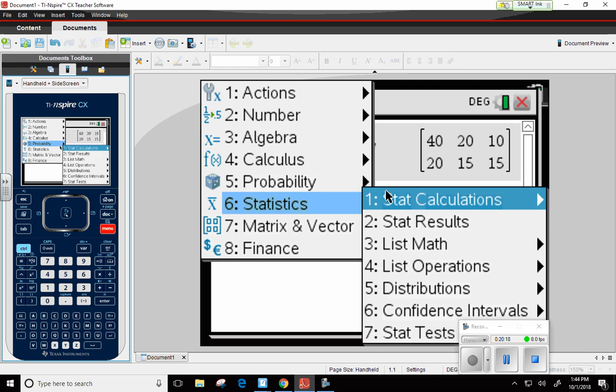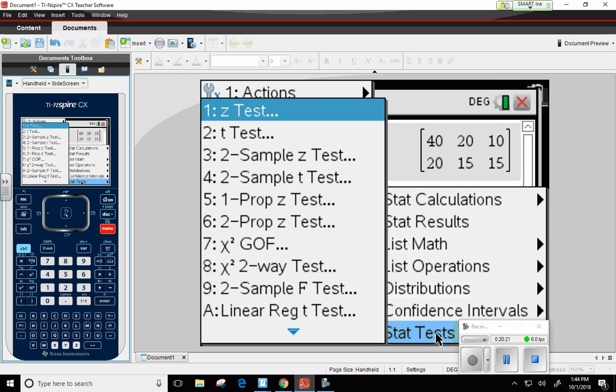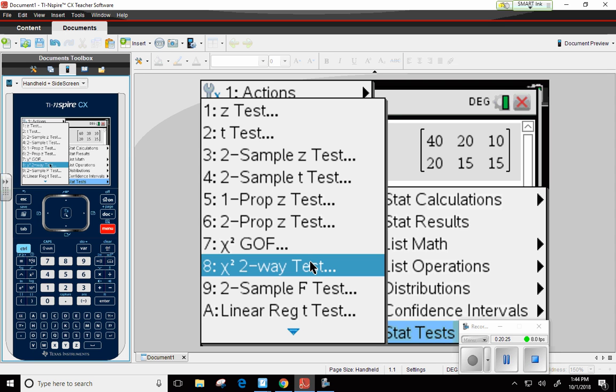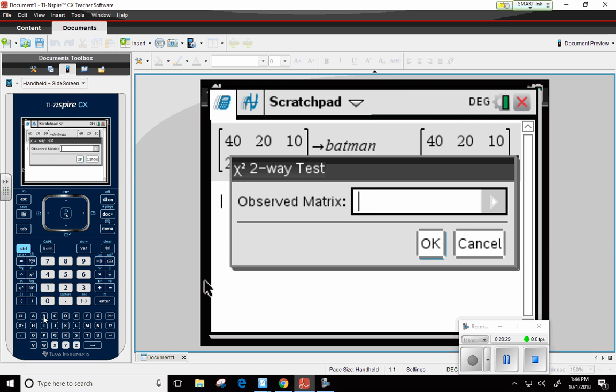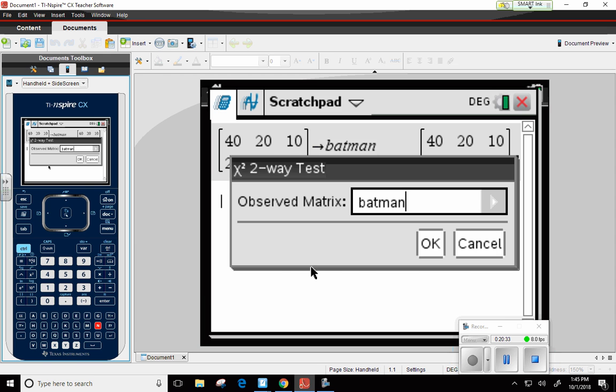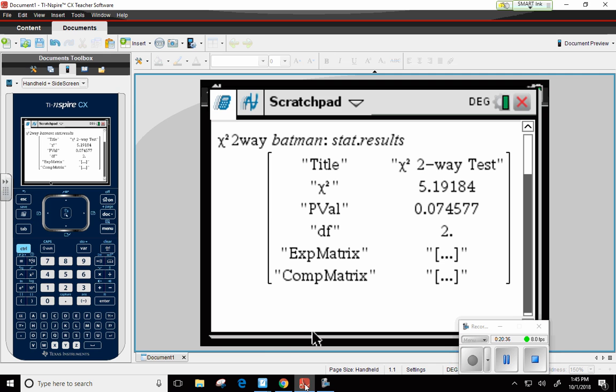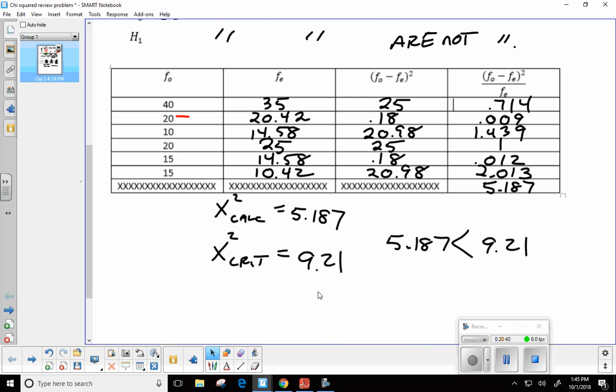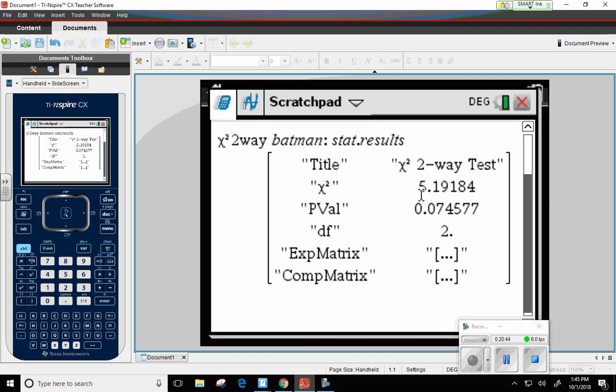So what do we do? Menu, Stats, then Stat Tests, Two-way. We don't want GOF, the goodness of fit. That's a completely different test. Now it asks what matrix: Batman. And what did we get? If we rounded to two places, we got 5.19. Degrees of freedom is 2. Remember, the p-value is what you compare to your significance level. In this case, I'd compare 0.07 to 0.01. Because the p-value is greater, which is the reversed idea of what we want with the chi-squared calculated and critical, that's just another way to confirm we were correct. At 1%, we're showing that there is no relationship between the two.